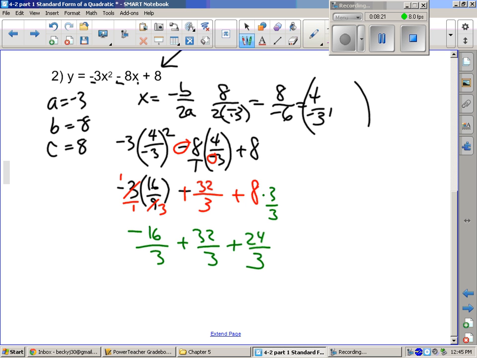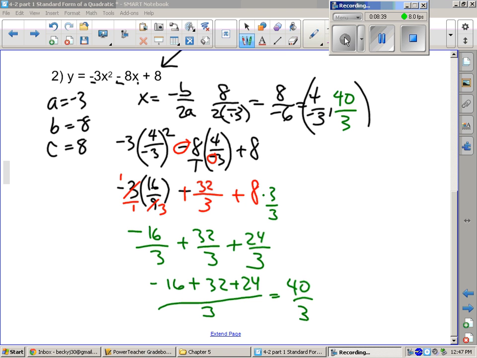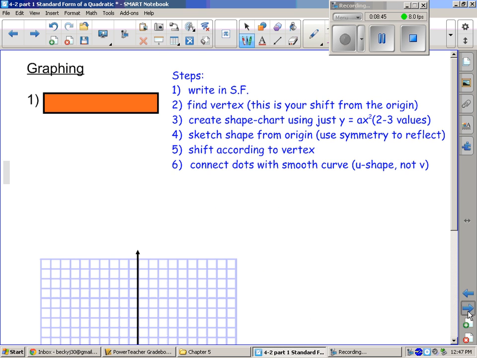Let's see. I have negative 16 plus 32 plus 24. Let's see, how much is that? That's 16 plus 24 is 40 over 3. Wow, a lot of work there because of the fraction stuff. Take your time on these because the positives and negatives can mess you up, and so can the fractions.